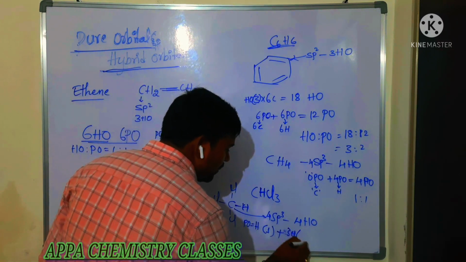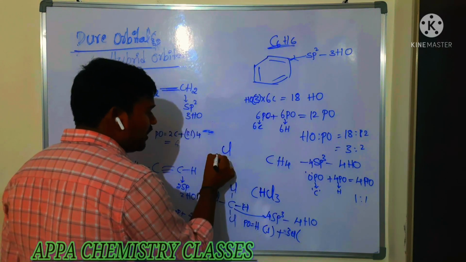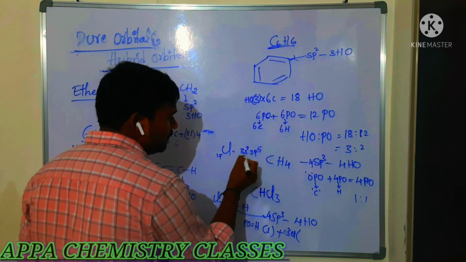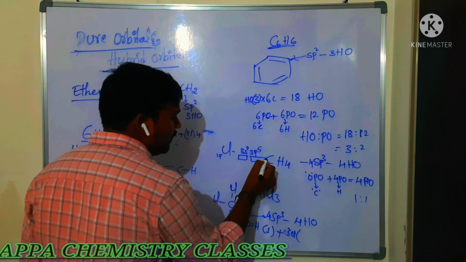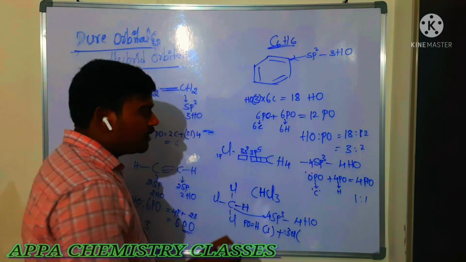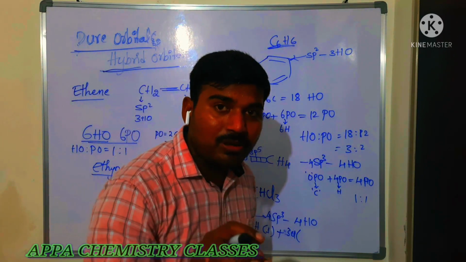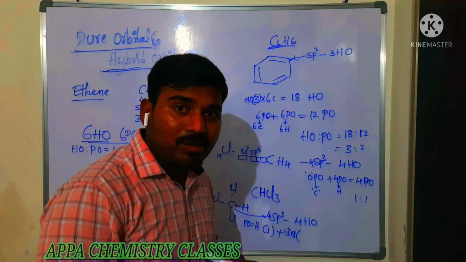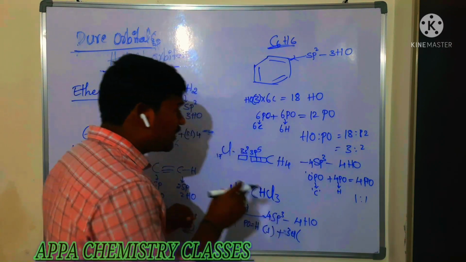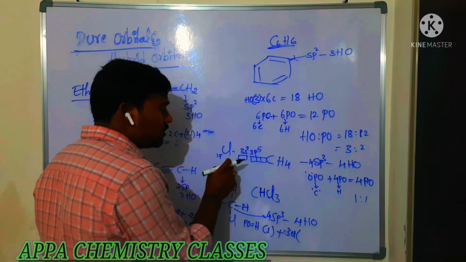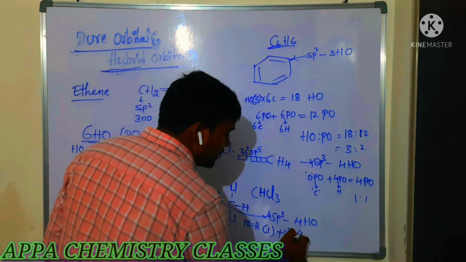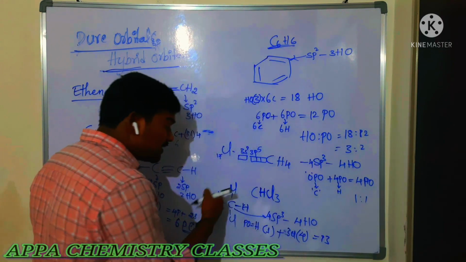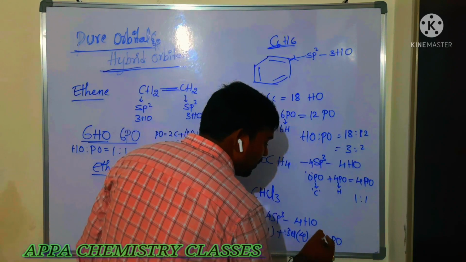So each chlorine has atomic number 17. Its valence shell configuration is 3s2 3p5. So 3s contains 1 orbital, 3p contains 3 orbitals. Total how many orbitals are there? 4 orbitals. Those valence orbitals will be involved in chemical bond formation. Those valence shell orbitals are considered as pure orbitals. So each chlorine 4, 3 chlorines means 12. 12 plus 1, 13. So total 13 pure orbitals are there in this molecule.